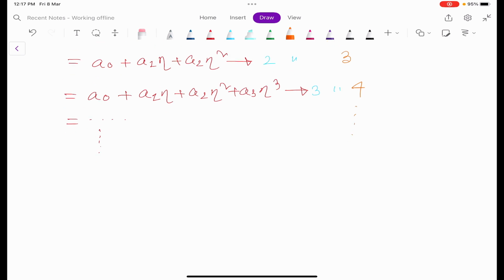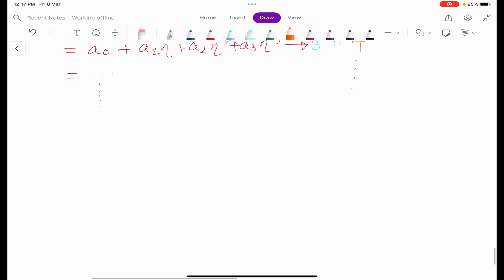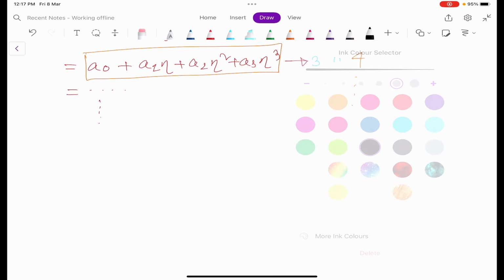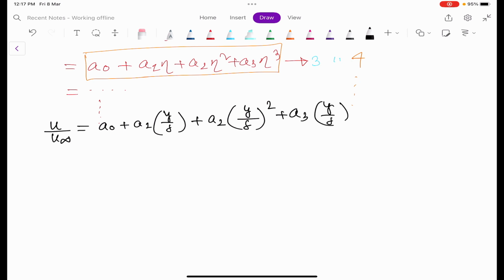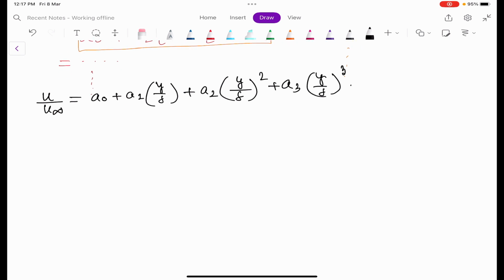So now let us take some example. We are taking a cubic polynomial. Let us assume that u by u infinity is a0 plus a1 y by delta plus a2 (y by delta) whole square plus a3 (y by delta) whole cube. For the unknown constants we need 4 boundary conditions.